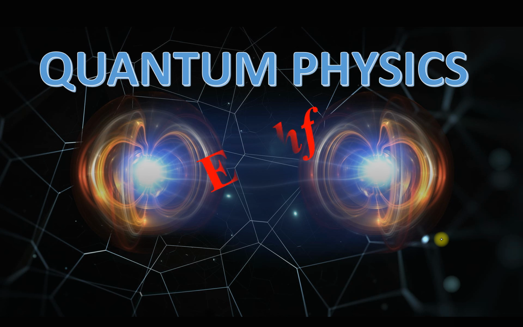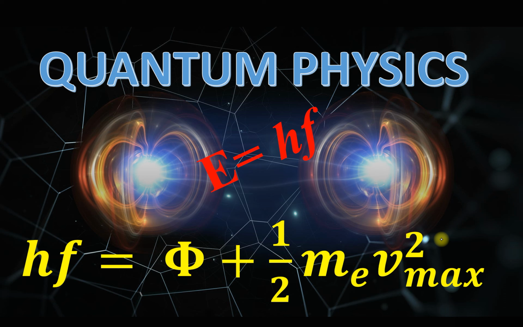Mostly we shall be using simple expressions. You will already see E equals hf many times. The major equations we shall be looking at in this topic are the energy of a photon and Einstein's equation, which is hf equals phi plus a half m v squared max. That is, energy of a photon equals the work function plus the maximum kinetic energy. So let this be lesson one of quantum physics, and let's introduce the topic.